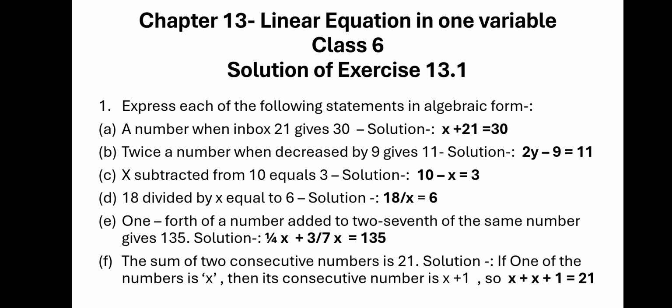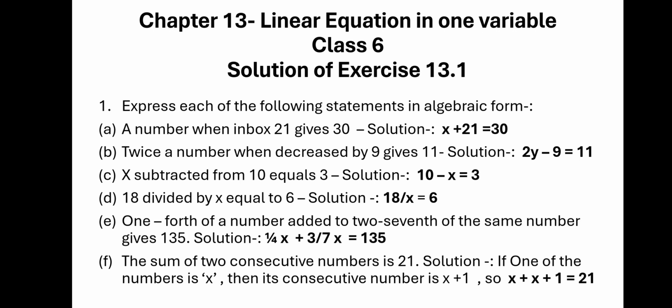One-fourth of a number added to 2/7 of the same number gives 135. Now I have taken the unknown number or the variable as x. One-fourth of a number, that is 1 upon 4 x, and added to 2/7 of the number, that is 2 upon 7 x, equal to 135. So we only have to write it in algebraic form, so no problem.